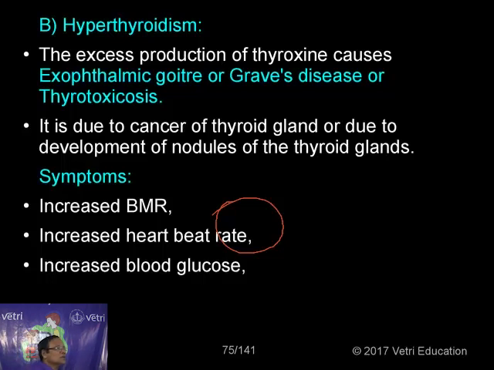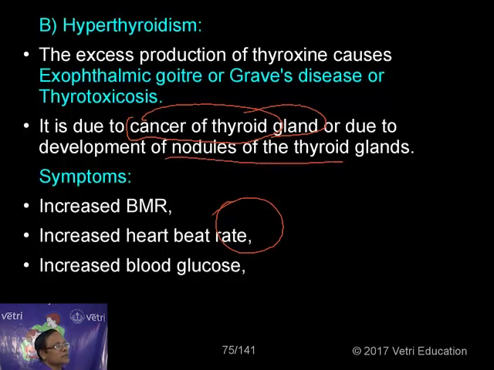Now it is due to, for example, when cancer occurs in the thyroid gland, the secretion is normally increased, or due to the development of nodules of the thyroid gland. Either because of cancer or because of nodules in the thyroid gland, the ultimate result is hyperthyroidism, leading to thyrotoxicosis. Thyrotoxicosis also increases the rate of heartbeat, leading to angina pectoris, the chest pain. This is because of thyroxine hormone. One of the reasons for angina pectoris, a disorder, chest pain, is over secretion of thyroxine hormone, or we can say thyrotoxicosis.